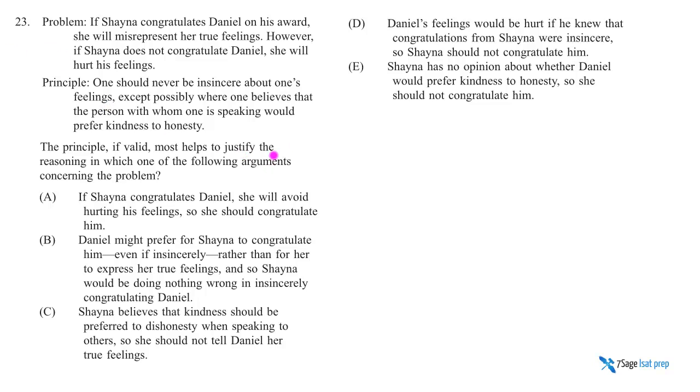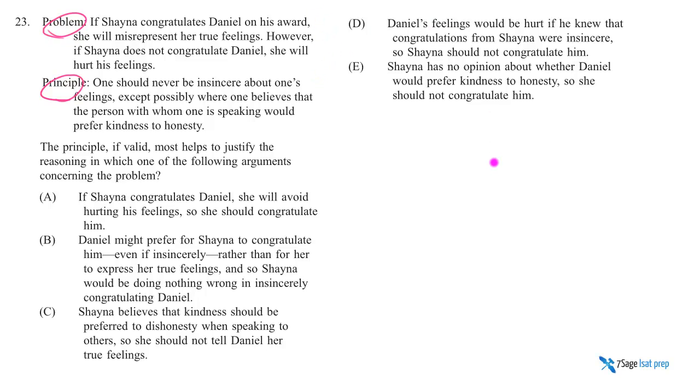23 is a pretty tough question. It's hard to get a sense of what the question stem is asking. It says the principle, that's to say this thing, if valid, meaning if it's true, most helps to justify the reasoning in which one of the following arguments, that's the five answer choices, concerning the problem, which is this thing, right? So the answer choices make some sort of argument concerning the problem, utilizing the facts of the problem, right?